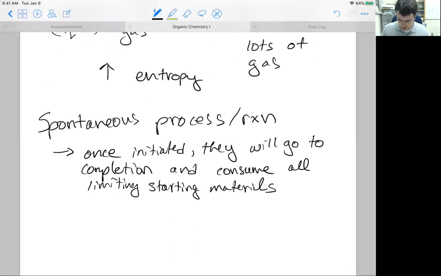Okay, so they will consume all limiting starting materials. Now, a combustion reaction is an example of a spontaneous reaction. I was very careful in my wording here. If we have some octane, let's say we've got a pool of octane, and we start it on fire, it's going to burn and burn and burn unless we intervene. Let's say we don't intervene though. Once it starts burning, it burns and burns and burns until all the octane is gone.